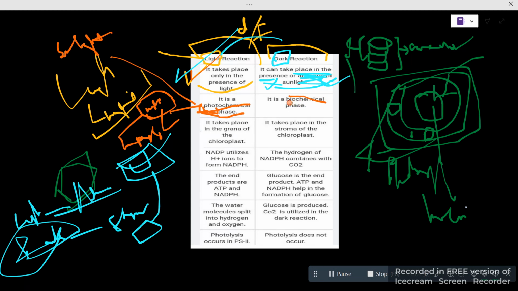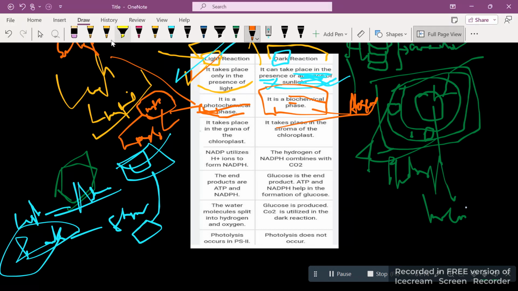Biochemical means bio means life, and chemical means a process which involves making a synthesis. So this is not called the photochemical phase, because there is an absence of light, or sometimes it is present and sometimes it is absent, depending on the case, otherwise it is usually not. So the second one, anyway.